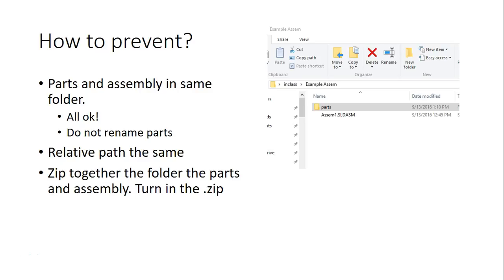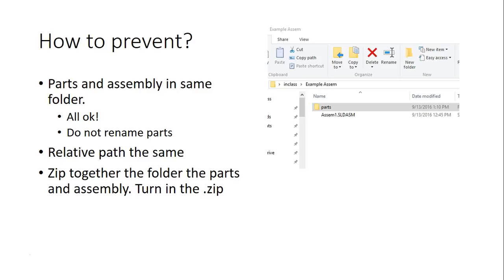The first thing is, if the whole idea of relative paths bothers you, and you're not comfortable with computers maybe, the easy solution is if your part and your assembly are in the same folder, everything will be okay, as long as you don't rename the parts. So don't rename your parts after you've made them and put them into your assembly. And also, just make sure that they're in the same folder.